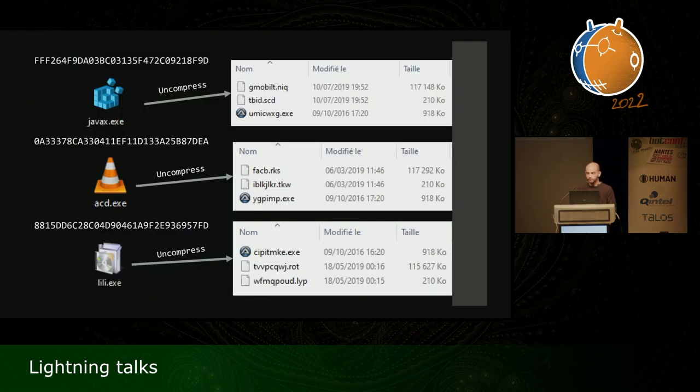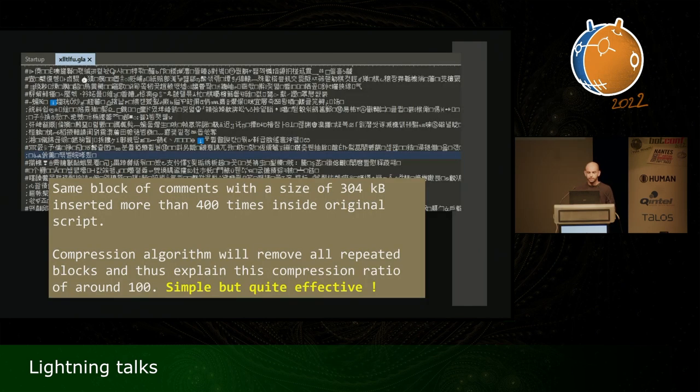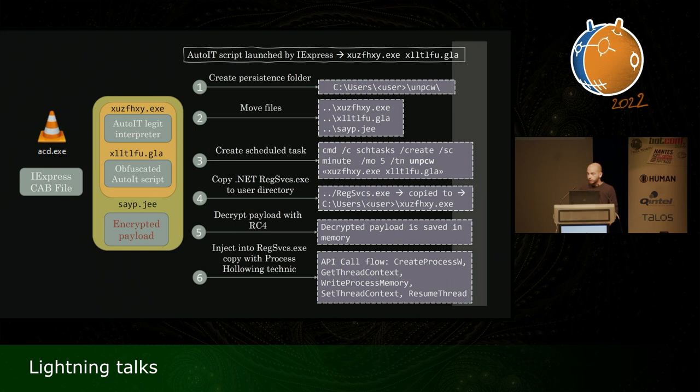a compressed file, you can see that there is more than 100 megabyte file outside, even if the origin file is about 2 megabytes. So how they did that is just that they put in the AutoIt script some garbage block of comments, and they repeated it more than 400 times. So it's quite simple, but it's quite effective. In fact, it means that for some sandbox or endpoint security products, they just forbid to analyze too big files.